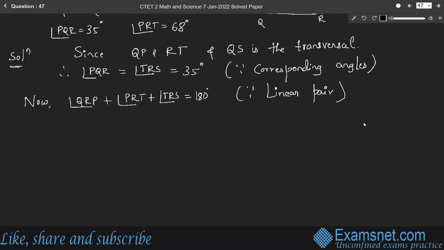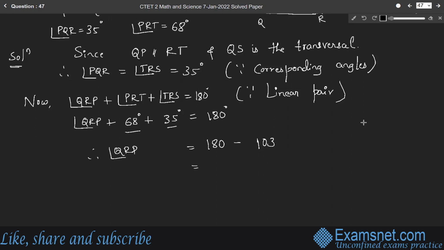So angle QRP plus angle PRT, which is 68 degrees, which is given, plus TRS, which is 35, corresponding angle to the given angle PQR, is equal to 180 degrees. Therefore, angle QRP is equal to 180 minus (68 plus 35), which is 180 minus 103, which is equal to 77 degrees.